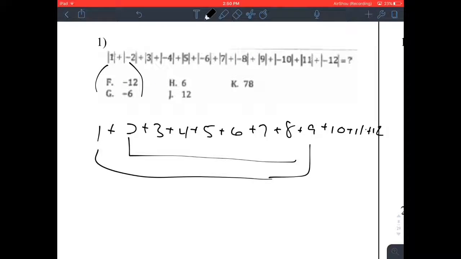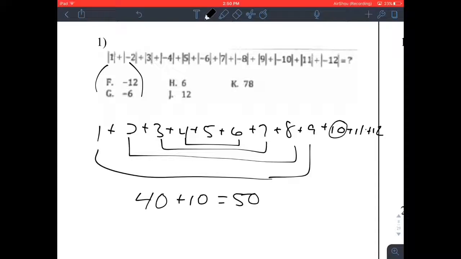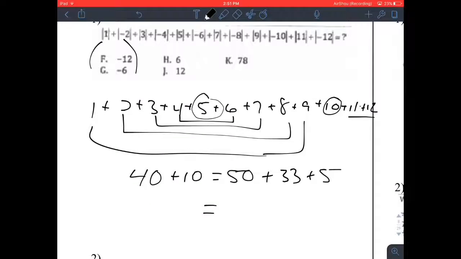1 and 9 is 10. 2 and 8 is 10. 3 and 7 is 10. 4 and 6 is 10. There's four of those groups. That's 40, plus a 10 is 50. 11 plus 12 is 33, plus this 5. Maybe it would be faster with the calculator the way I did that. That's 88 is the total.